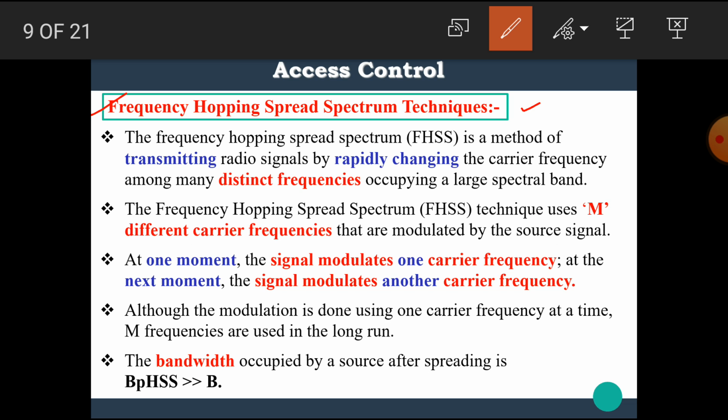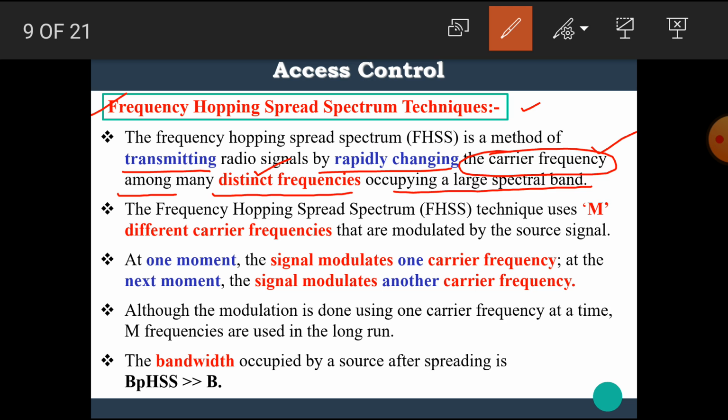The frequency hopping spread spectrum is a method of transmitting radio signals by rapidly changing the carrier frequencies among many distinct frequencies occupying a large spectral band. That means there are a number of carrier frequencies, and the frequency hopping technique transmits the radio signal by rapidly changing these carrier frequencies.